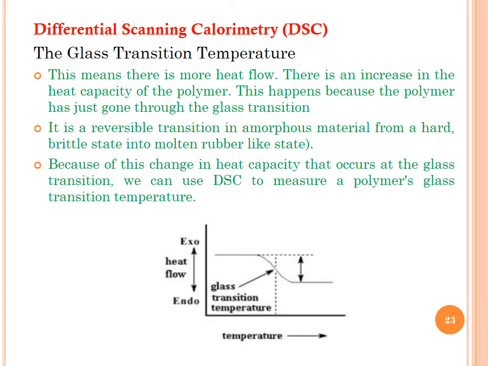Because of this change in heat capacity that occurs at a glass transition, we can use DSC to measure a polymer's glass transition temperature. From the graph, again you can see the temperature and heat flow, exo and endo, as already discussed in this DSC and in the former lecture, exo and endo type of reactions. So from the graph you can see the glass transition temperature: the midpoint when it slips down and shows a minima. The midpoint of that minima is the glass transition temperature.